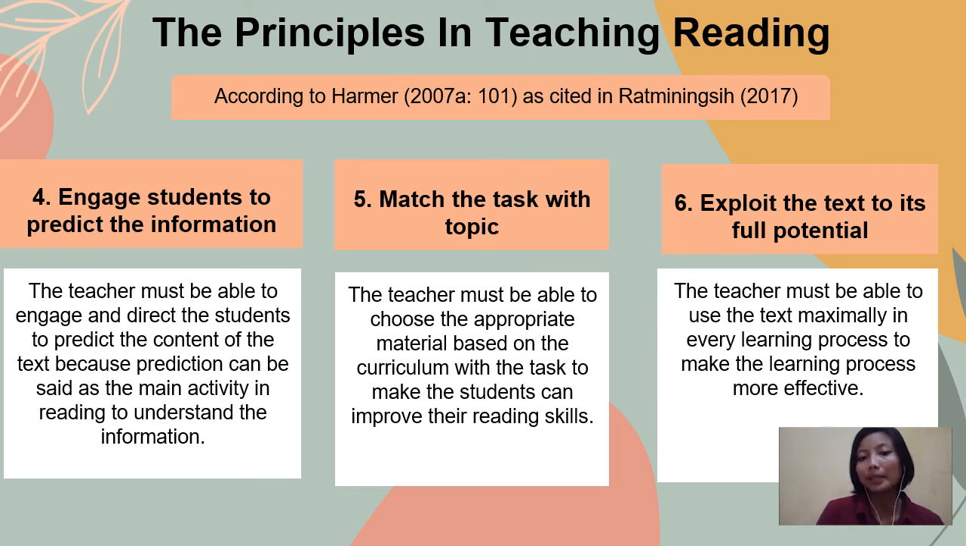And the last principle is exploit the text to its full potential. It means that the teacher must be able to use the text maximally in every learning process, in every reading activity. It is to make the teaching of reading effective for the students and successful in improving students' ability in reading. And all of those principles can be used by the teacher to teach reading for adult learners and young learners.